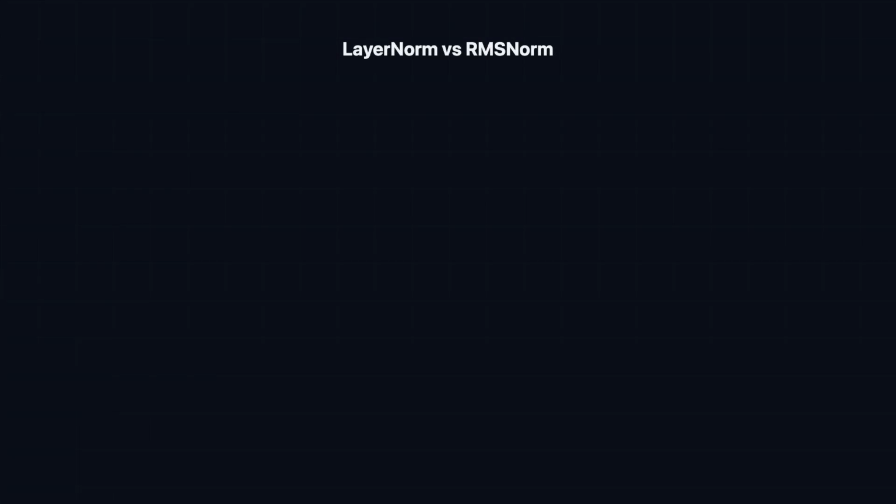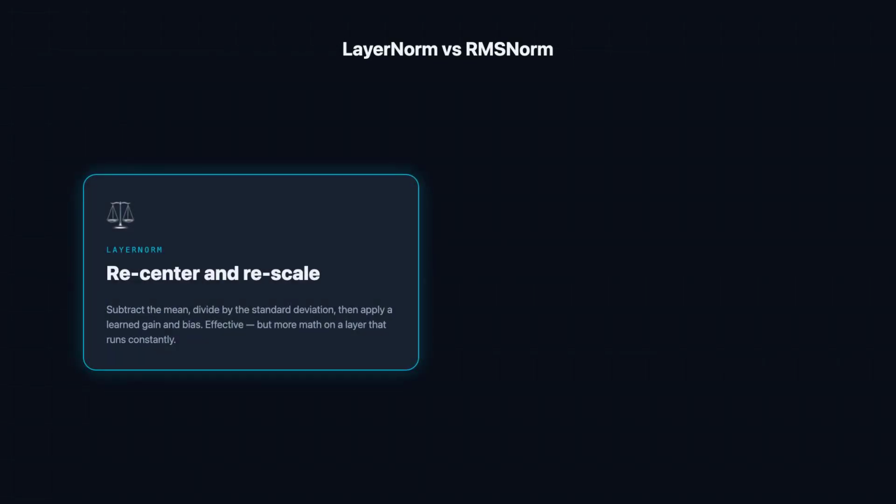The whole story is a comparison. So let's put the two normalizers directly against each other. LayerNorm juggles a couple of jobs to stabilize training. First, it recenters, subtracting the mean so the activations sit around 0. Then it rescales, dividing by the standard deviation so the spread is controlled. On top of that, it learns both a gain and a bias. It works well, but every one of those steps costs compute, and remember, it runs on every single layer thousands of times per pass.